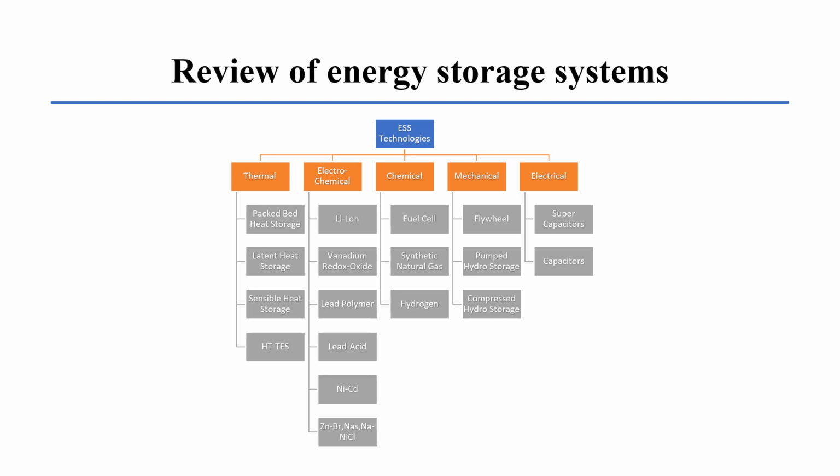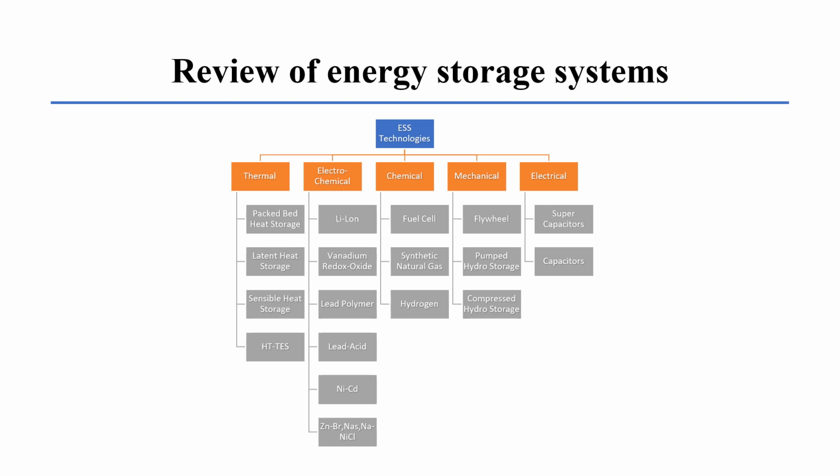And there are six types of energy storage in electrochemical. First is lithium ion, second is vanadium redox, third is lead polymer, fourth is lead acid, fifth is nickel, and then zinc, sodium sulfur (NaS), and nickel chloride. There are three types of energy storage system in chemical. The first is fuel cell, the second is synthetic natural gas, and the third is hydrogen.